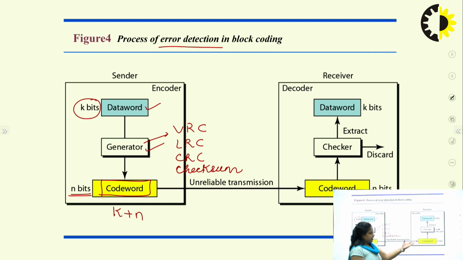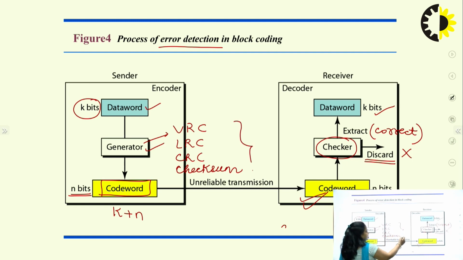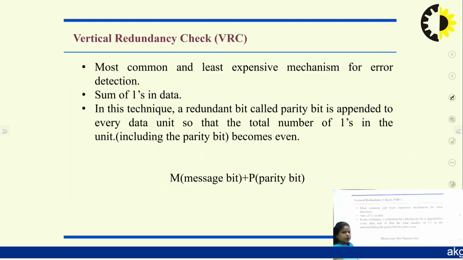And after coming to the unreliable transmission, into this code word, finally it will receive the particular bits. Now here we will include the checker function. After including the checker function, if it is correct, then it will accept the data word, or you can extract the data word from the function. And if it is not correct, then it will discard the data. Fine. This is the way the error detection method works. So a similar diagram we will use in all these 4 methods. First of all, we are going to talk about VRC, vertical redundancy check.